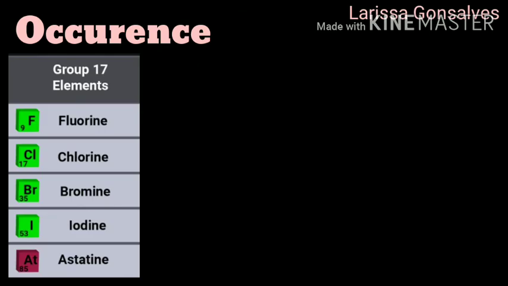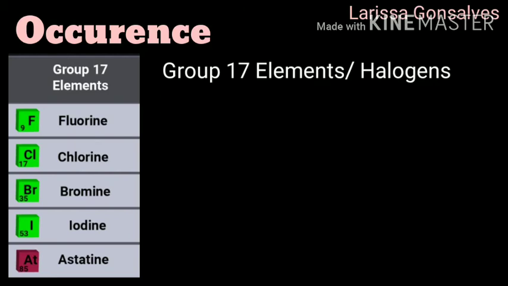Now we move on to the occurrence of group 17 elements. Fluorine, chlorine, bromine, iodine and astatine form the group 17 elements. Group 17 elements are called halogens. The Greek word halo means salt and gene means form. So halogens are salt producing elements.